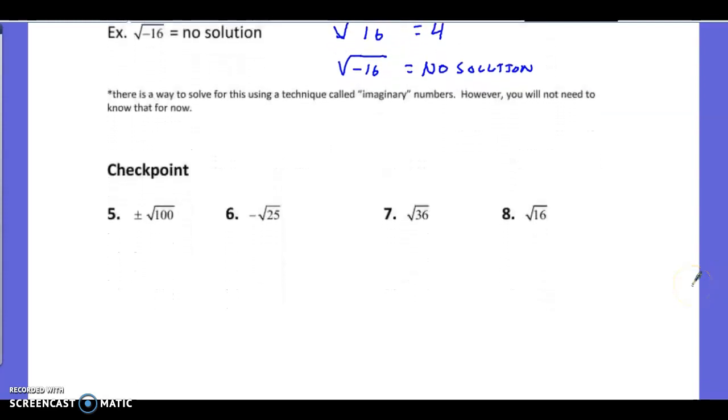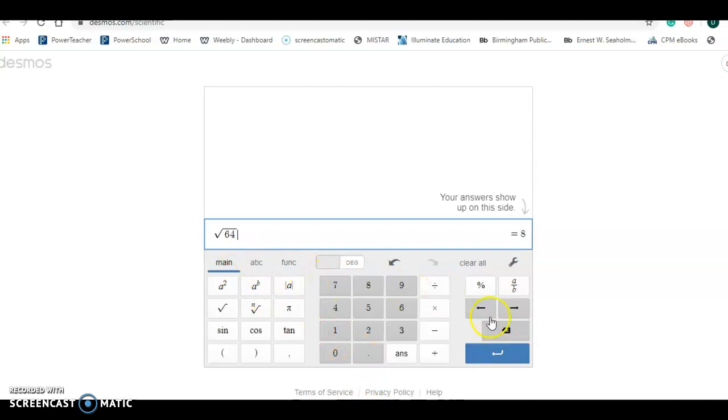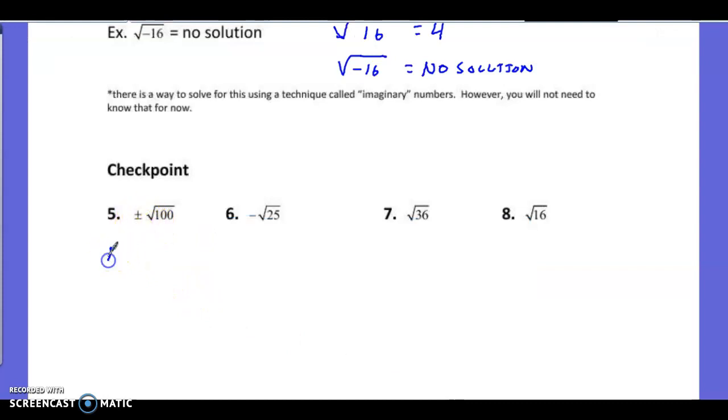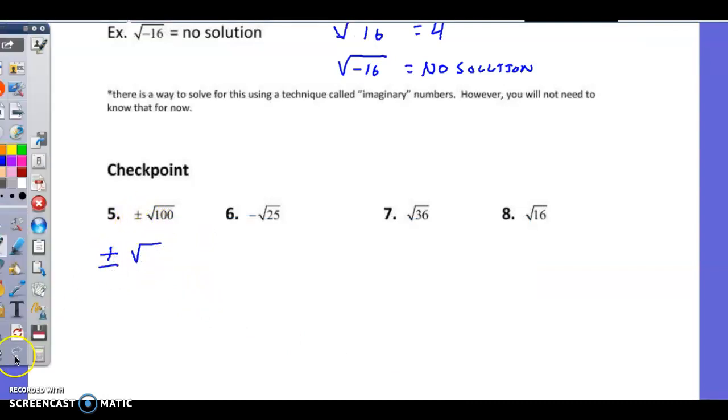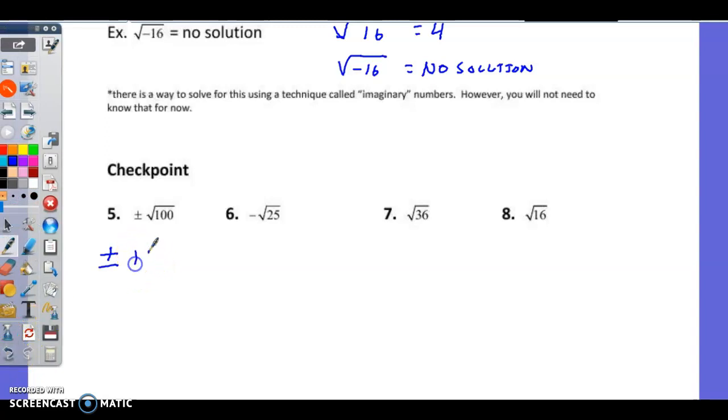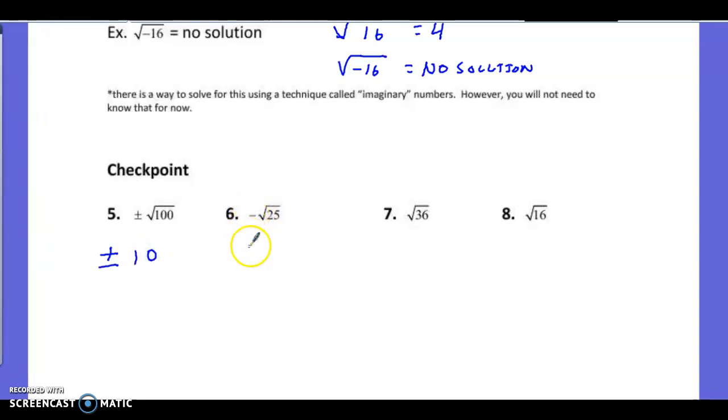So for this checkpoint right here, again, this section is really straightforward. You're just looking for the answers to these. Pause the video here and type these into your calculator and get the answer. When we have the square root of 100, you just type that into your calculator, the square root button, or you would put 100 and then square root. In this case, it's 10. Because there's a plus or minus out front, the answer is plus or minus 10.